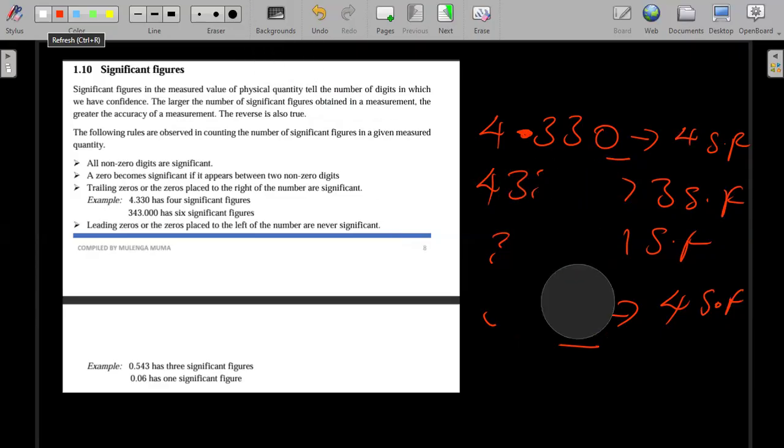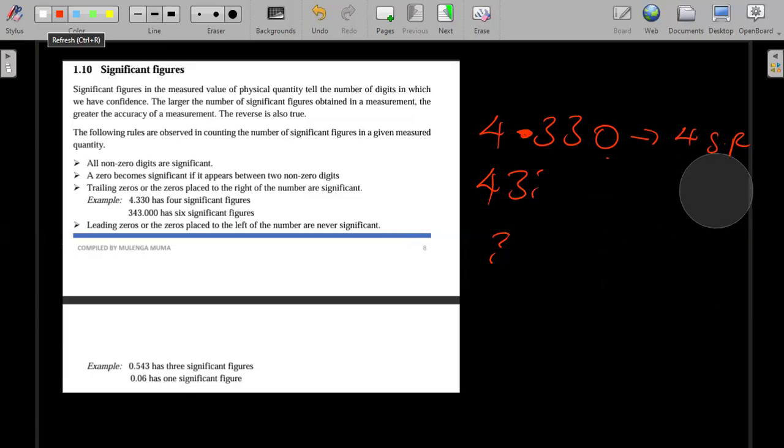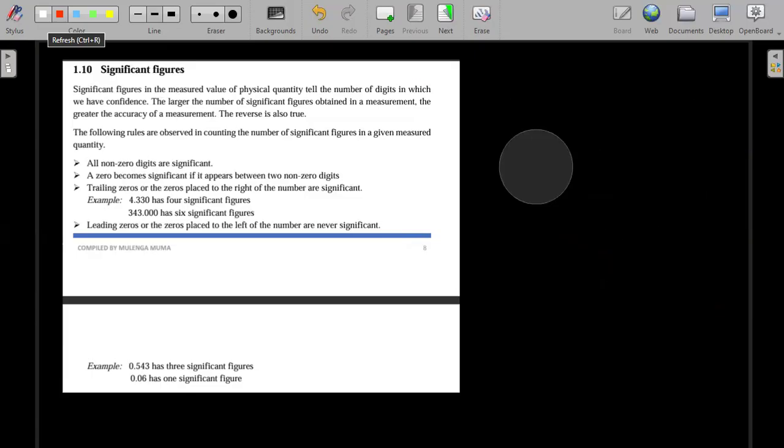Let's talk about leading zeros. So what do we do when we're having leading zeros? For leading zeros, these are zeros in front of numbers, isn't it? For trailing, they were after numbers.